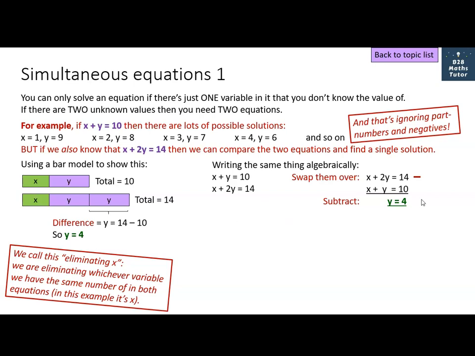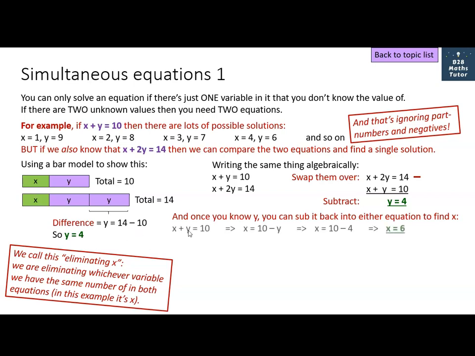Now that we've found what y is, we can substitute that back into either one of the equations, whichever's easier, to find x. So if x plus y equals 10, then x must be 10 minus y. And we know that y is 4, so x is 10 minus 4, which gives us x equals 6. And it's always a good idea at the end to substitute those solutions back into the other equation to check that you've got the right solution.